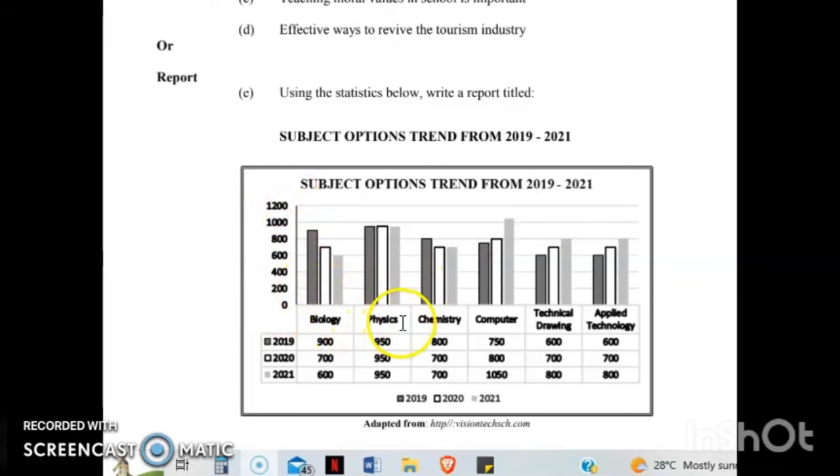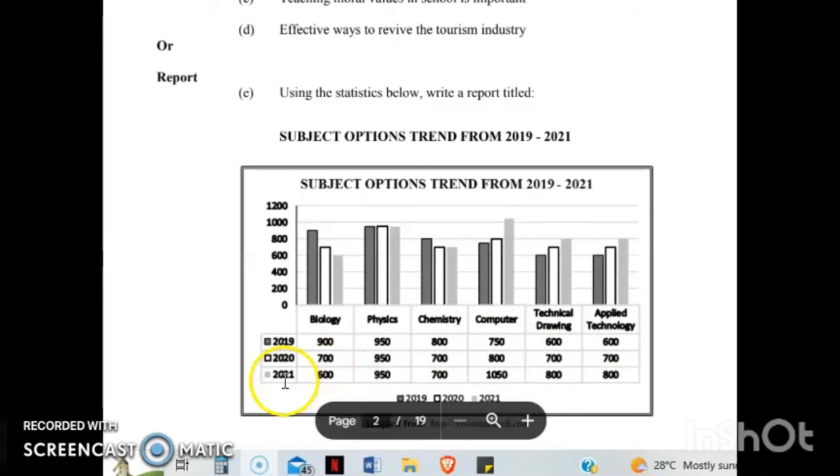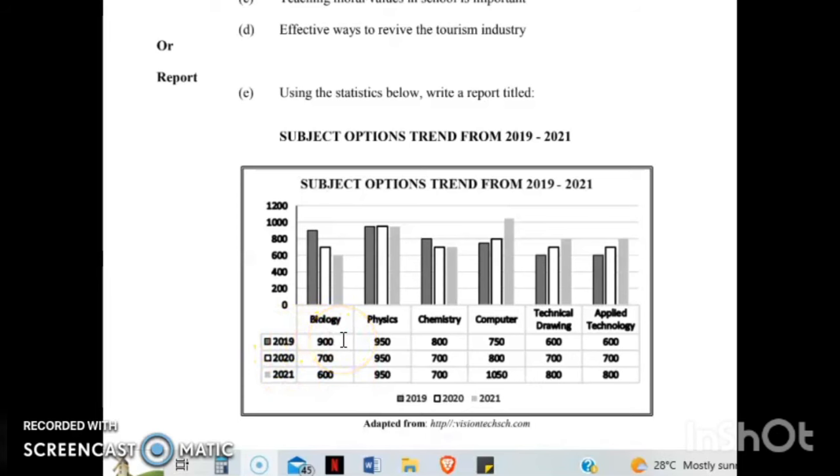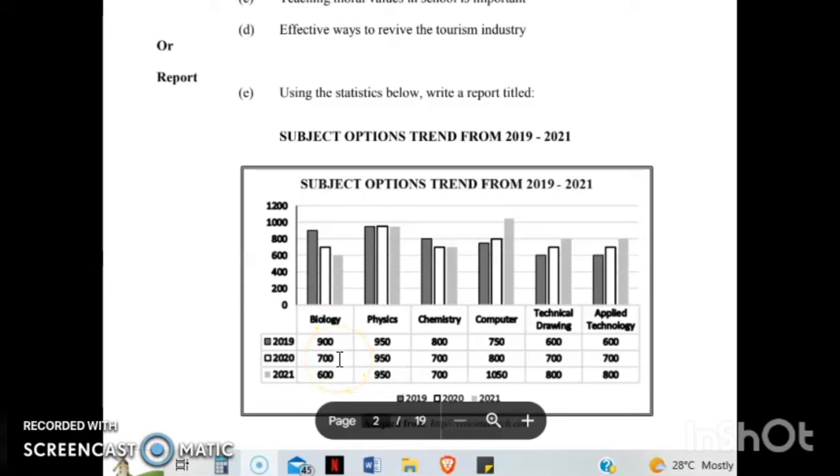So you have biology, physics, chemistry, computer, technical drawing, applied technology. So in 2019, there were 900 who had opted for biology, 950 physics, 800 chem, 750 computer, TD 600, AT 600. Then was this an increase or decline? Decrease. Yeah? So we're going from 900 down to 700; physics, the number has remained. Then you have another decline going down from chem. Then an increase in computer, an increase in TD and an increase in AT.